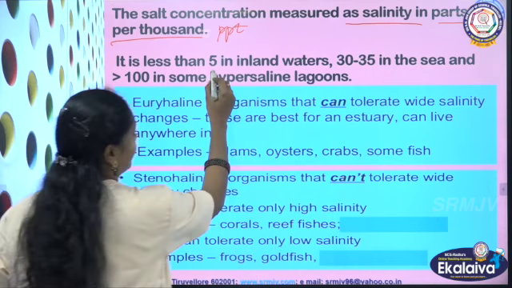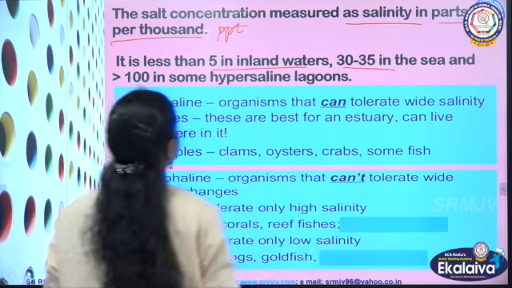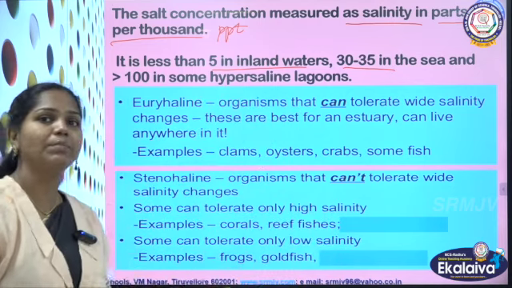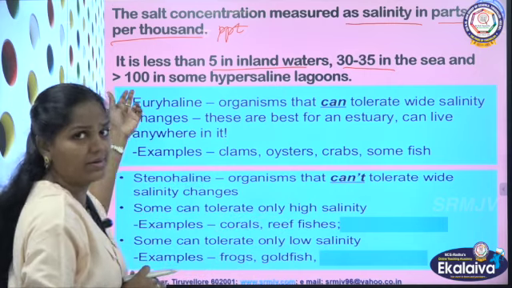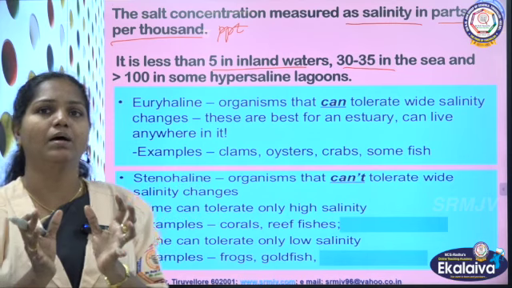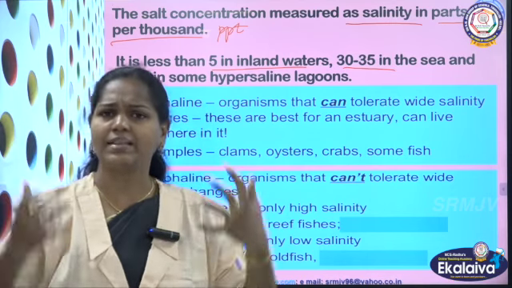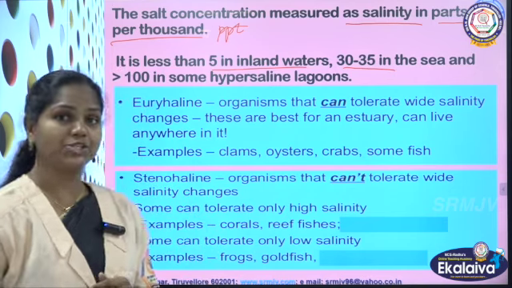It is less than 5 in inland water and 30 to 35 in seawater, and in some hypersaline lagoons, it goes greater than 100. So according to that, the plants and the populations living in that area have some adaptation in their body to overcome the variation in the salinity.